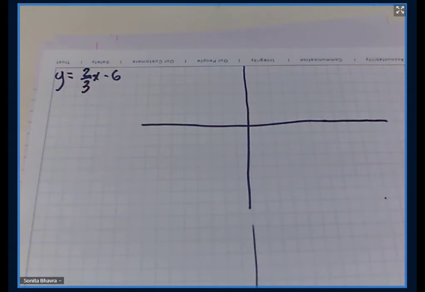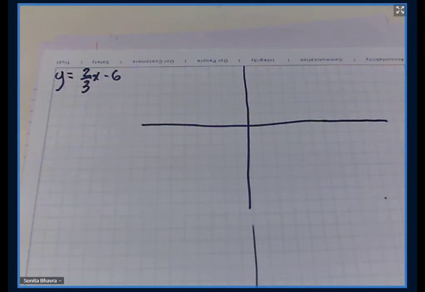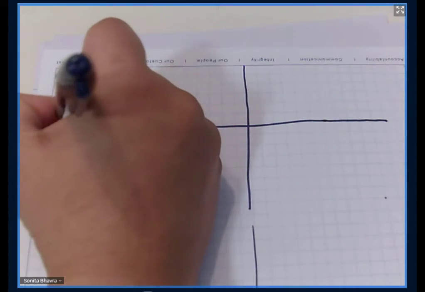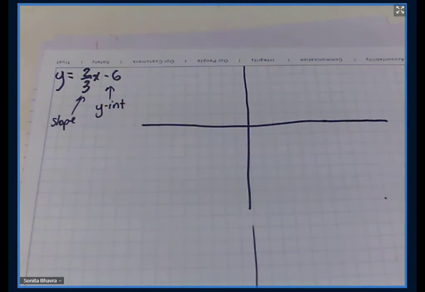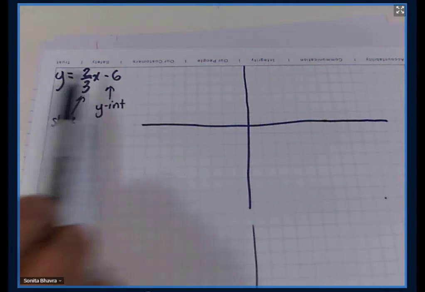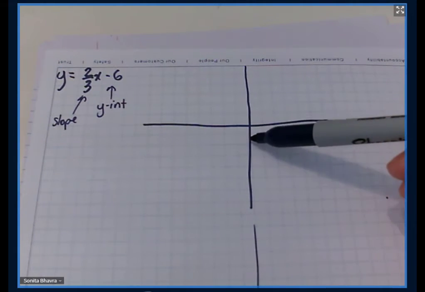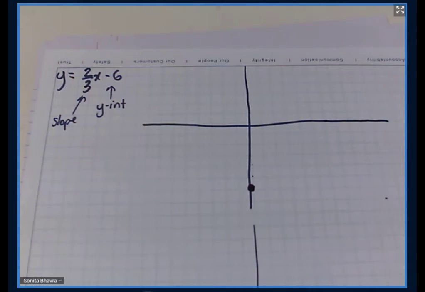Okay, so next example, we are given the equation 2 over 3x minus 6. So again, just from our equation, we can tell what our slope is. I'm just going to put it right here. That's our slope. And negative 6, that's our y-intercept. All right, so again, with a question like this, you need to just start by plotting your y-intercept. So our y-intercept is at negative 6. So I'm just going to plot that. So 1, 2, 3, 4, 5, 6. There's one of the points on the line.